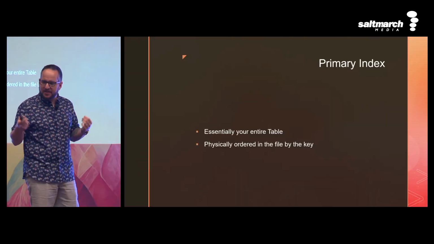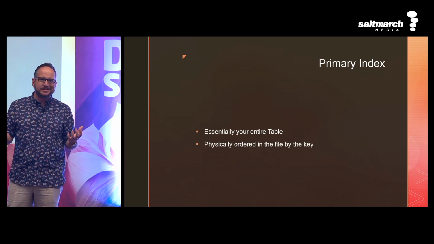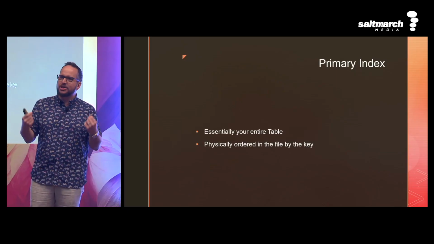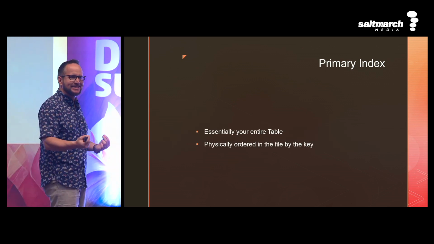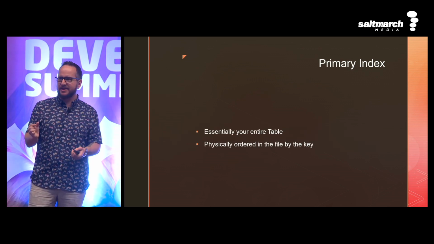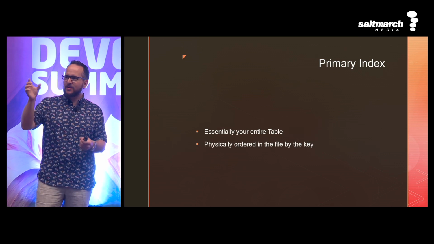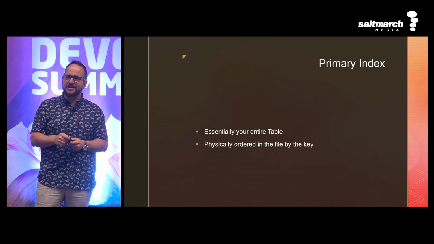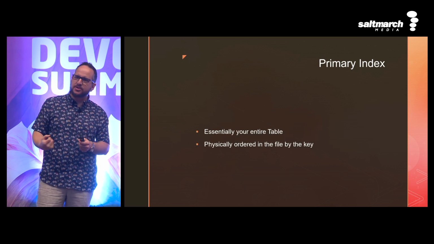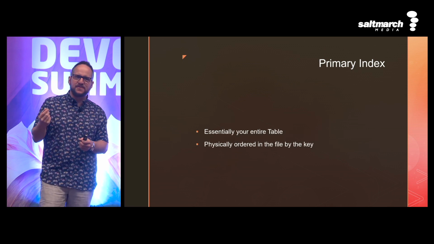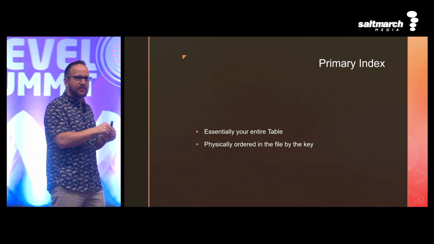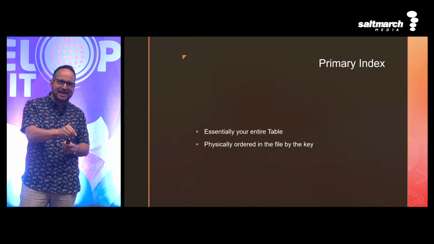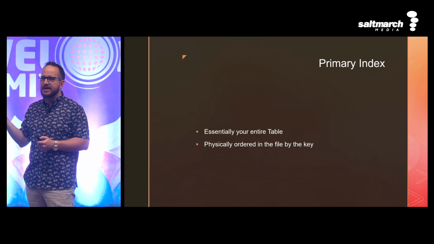So starting at the beginning, the primary index, or the clustered index, is basically your entire table. A lot of times when we think about indexes, we think about the key of the index, and maybe the key and a pointer to somewhere else in that index. But in the clustered index, the primary index, all of the columns for every row are stored in that clustered index, but it is keyed on whatever your index key is.